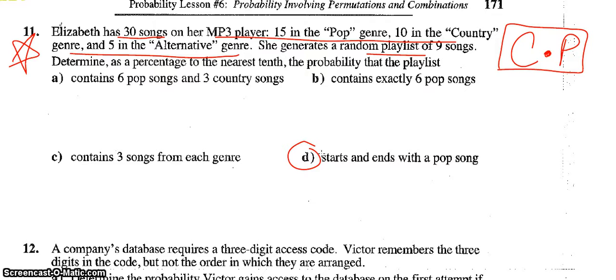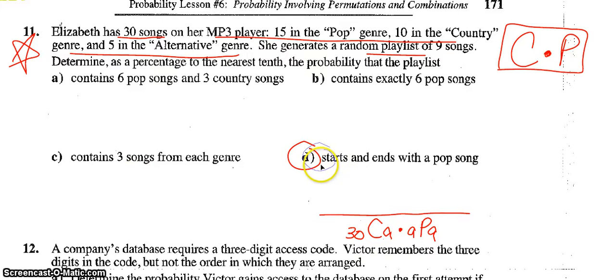What's the probability of choosing? First, with no restriction, of all 30 songs, you just choose 9 of them. So in any order, any combination, any pop, country, alternate. And then for those 9 songs, you arrange 9 of them. So this is all the ways you can have a playlist. And this will be the same denominator for all of the questions.